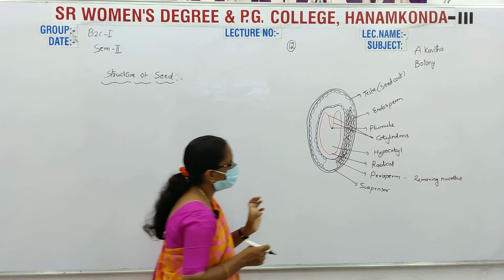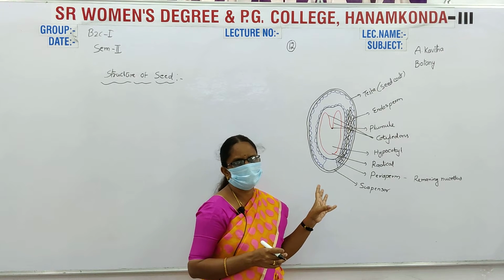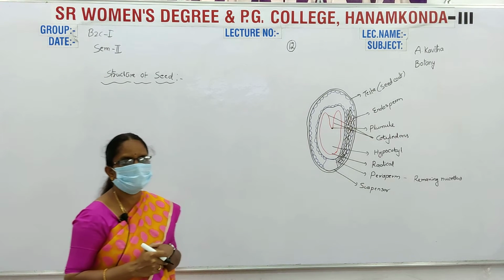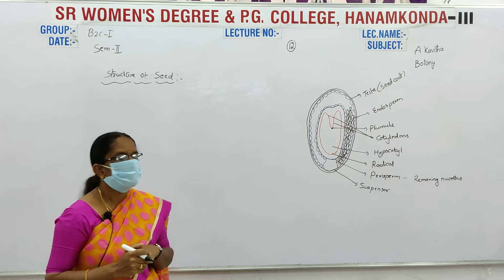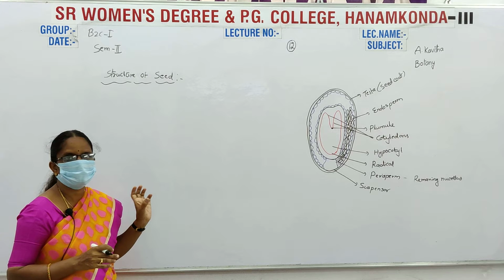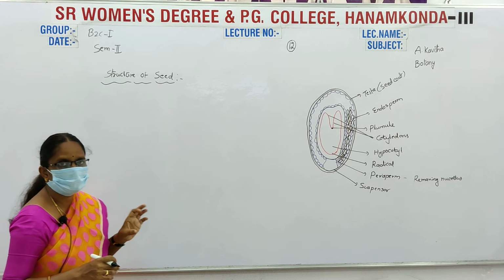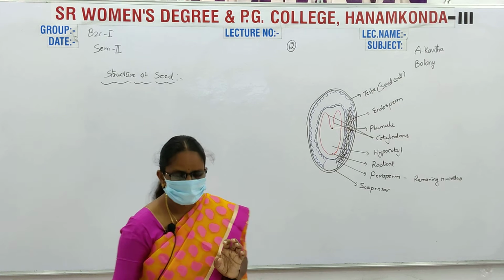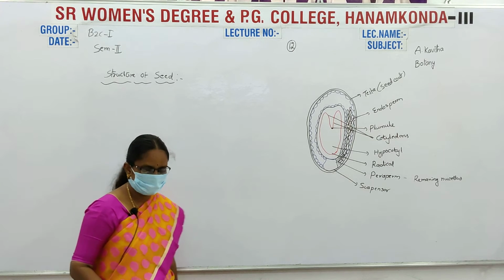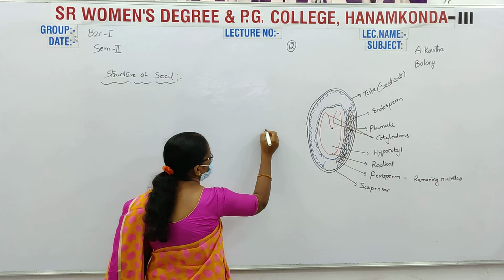The perisperm, nucellus and the suspensor are also diploid in condition. Only the endosperm is haploid in condition. These seeds are dispersed from the female cone, and the seeds germinate again and develop into a new Pinus plant.